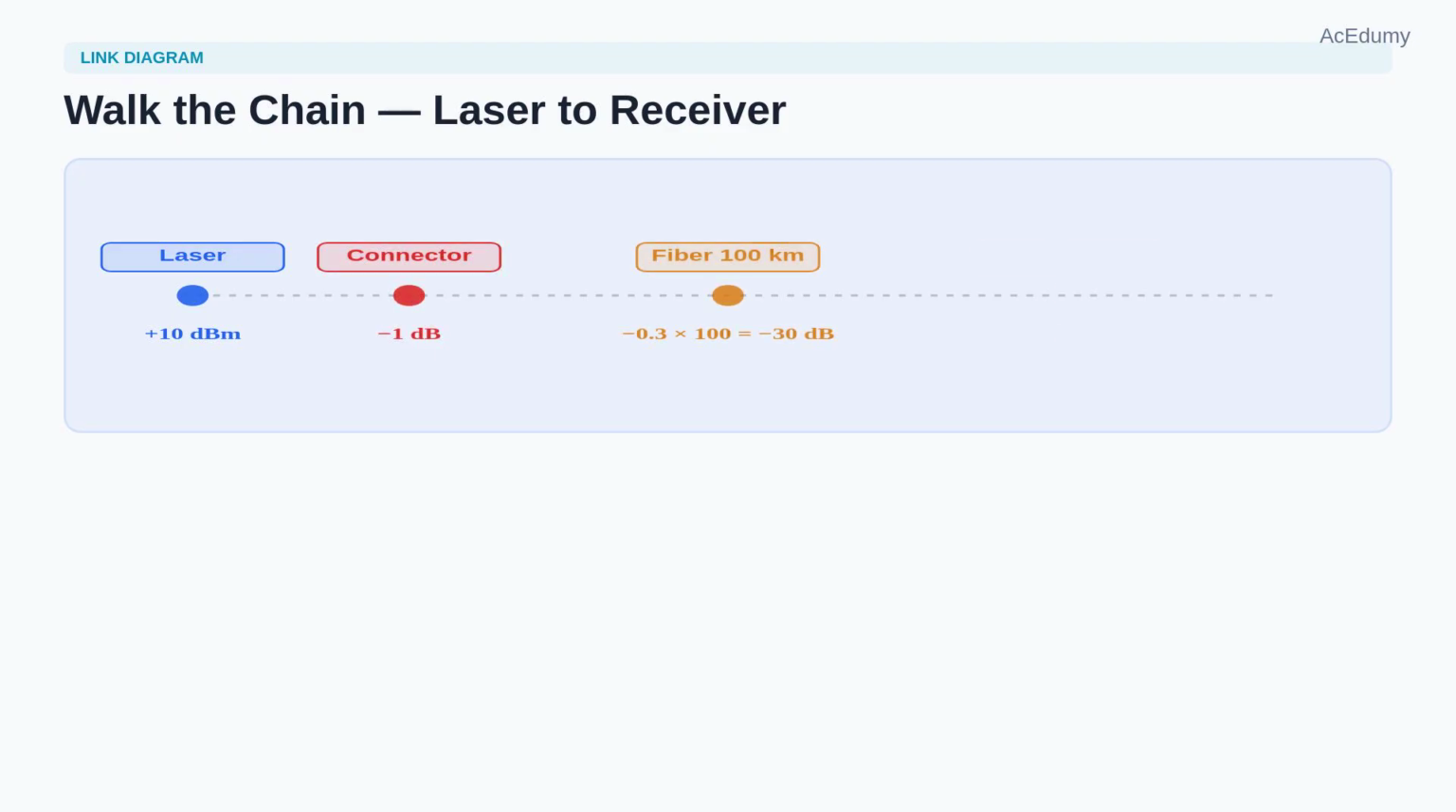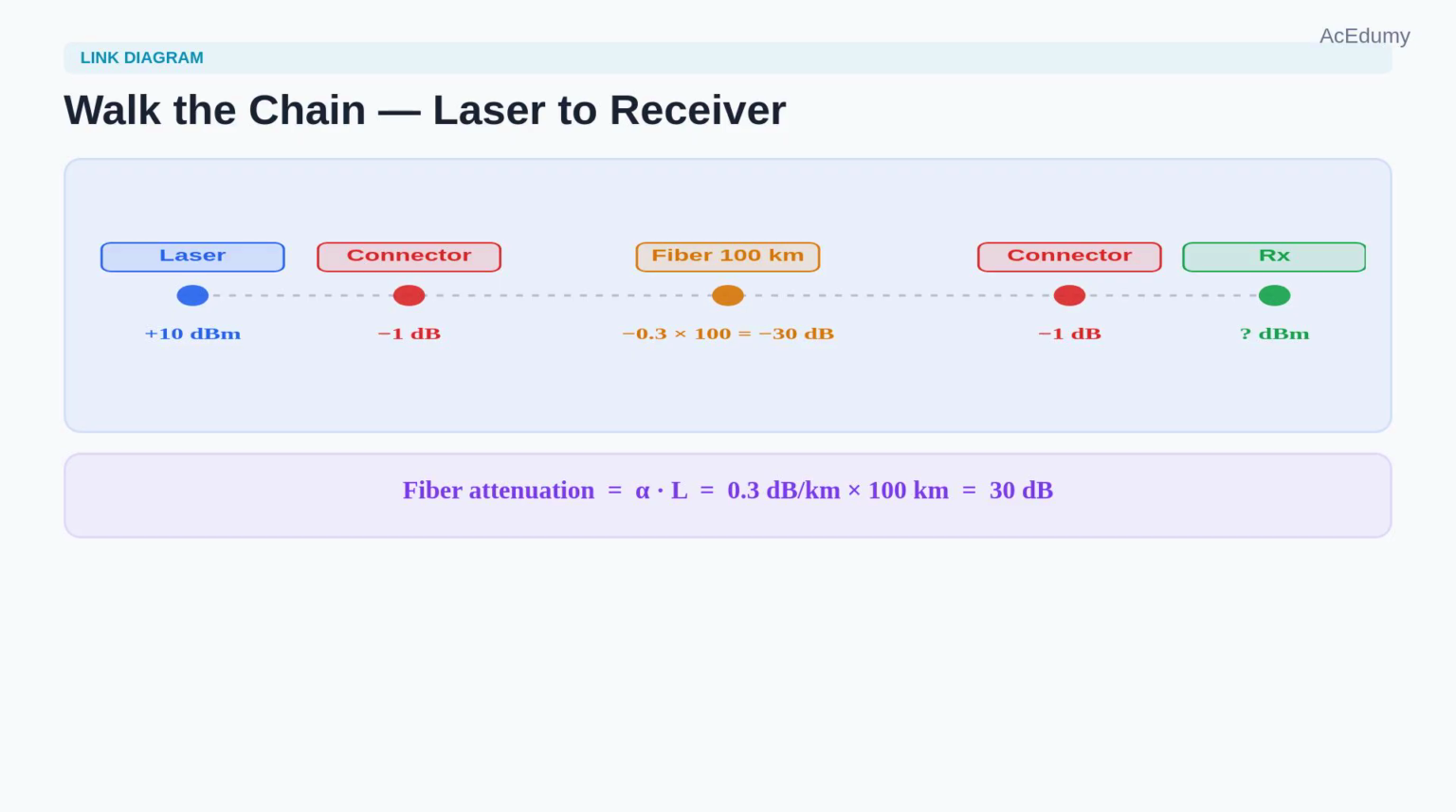Here is the full link laid out. Transmitter. Laser at plus 10 dBm. Immediately the light passes through the laser to fiber connector, minus 1 dB. Then it enters the fiber, 100 kilometers of glass. At 0.3 decibels per kilometer, total fiber attenuation equals 0.3 times 100, which is 30 decibels of loss. At the far end, another connector couples the light out of the fiber into the receiver, another minus 1 dB. Everything in dB, everything adds up. And that is how every optical link budget is read, like a running total from laser to receiver.